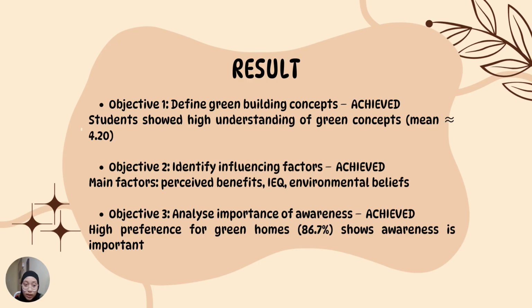Okay, for the result, I will link the findings to the research objectives. For objective one, which is to define the green building concept, this objective was achieved because students show strong understanding of green concepts, energy efficiency, and environmental impact, with the highest mean score of 4.2. For objective two, which is to identify factors influencing awareness, this objective was achieved because perceived benefit, environmental quality, and environmental belief were identified as the strongest influencing factors.